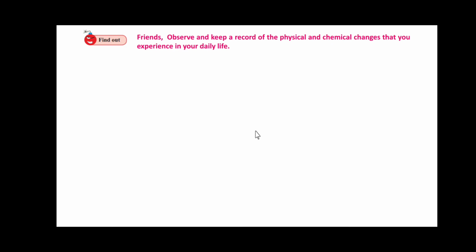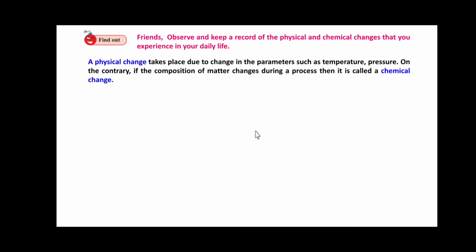So what is this physical change? A physical change takes place due to the changes in the parameters such as temperature or pressure. Often a physical change is reversible. The composition of the matter remains the same in the physical change. For example, ice is transformed into water on heating and water is transformed into ice on cooling.